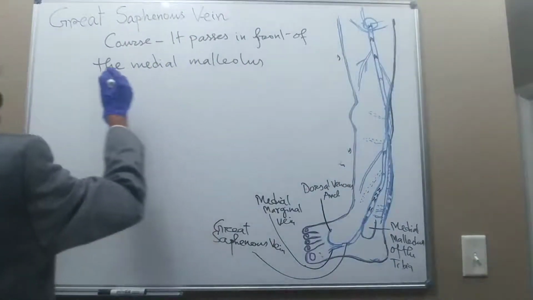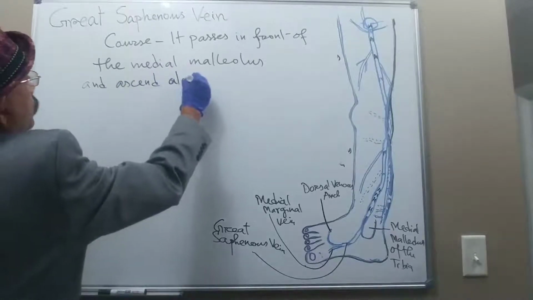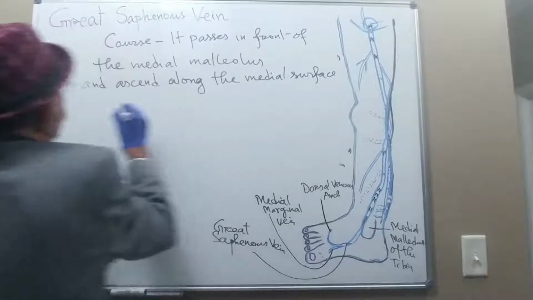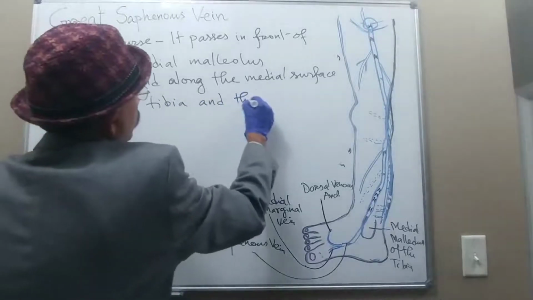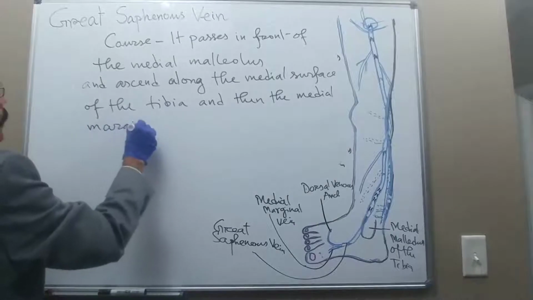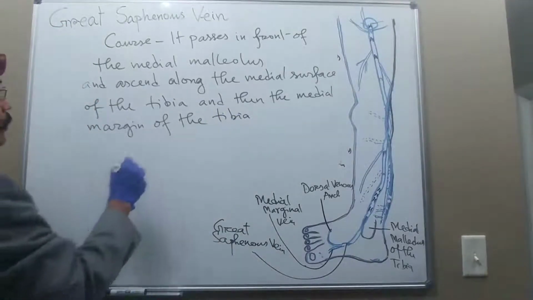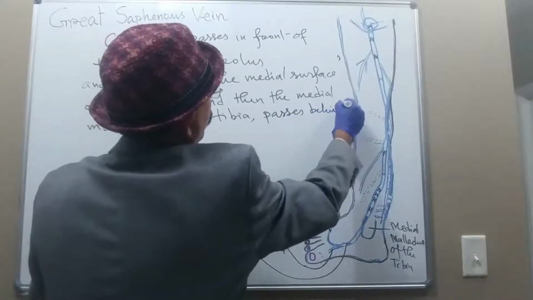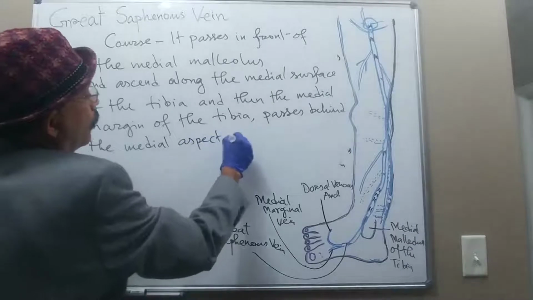Okay, and ascends along the medial surface of the tibia and then the medial margin of the tibia. Okay, we got that. Then it passes behind the medial aspect of the knee.